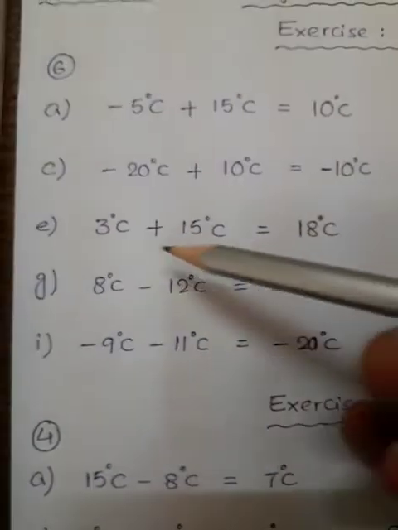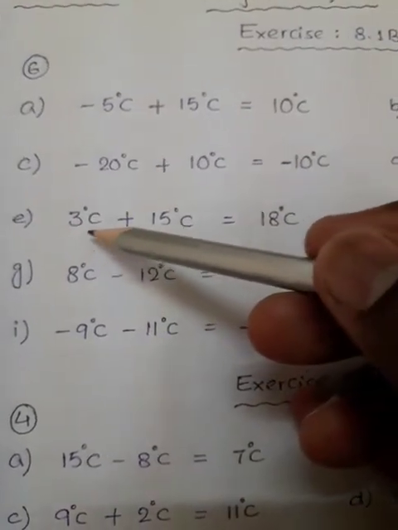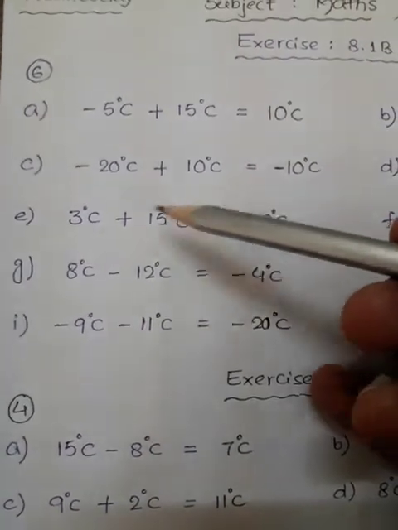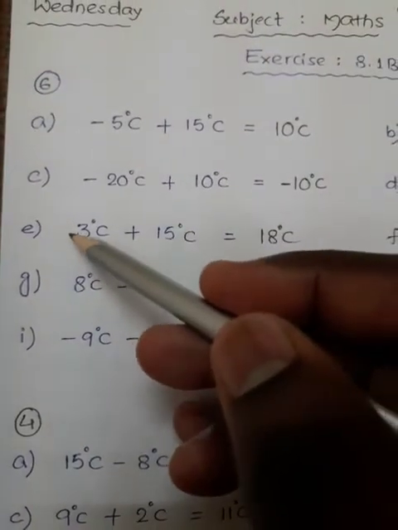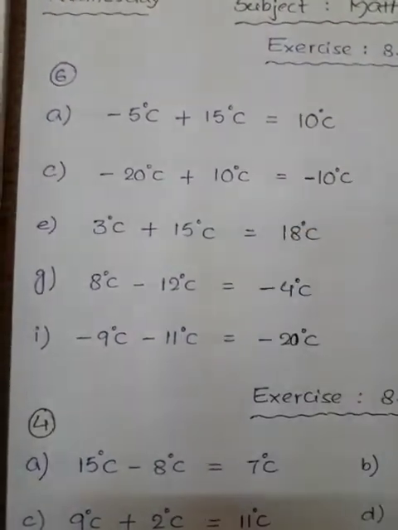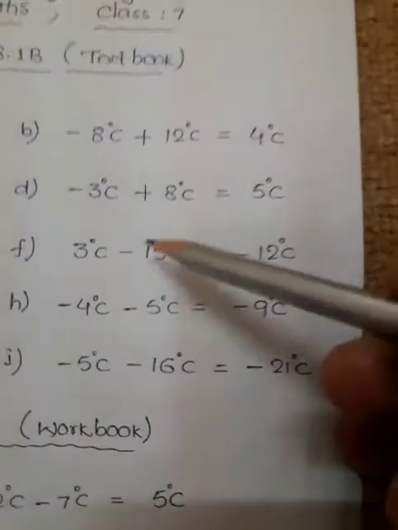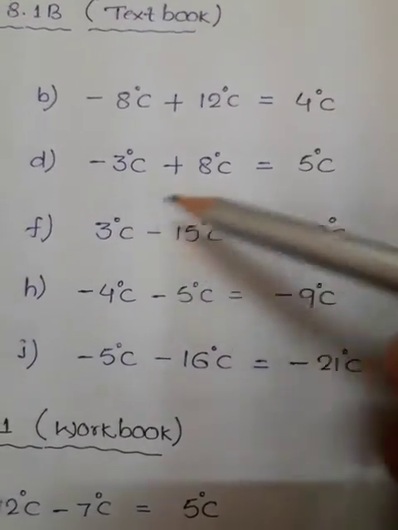Now coming to number E. The temperature is 3 degrees Celsius. It rises by 15. Both are alike: before 3 the symbol is plus only. So 15 plus 3, you know that directly, 18 degrees Celsius. Now the temperature is 3 degrees Celsius. It falls down. Now look at number F.